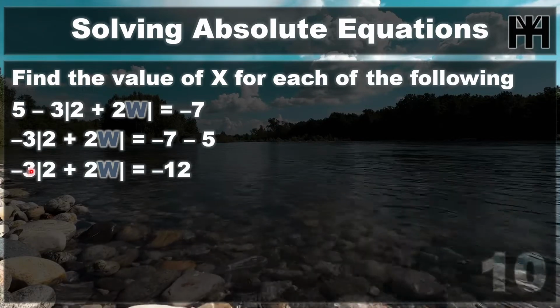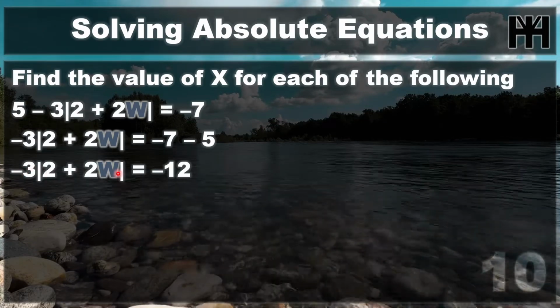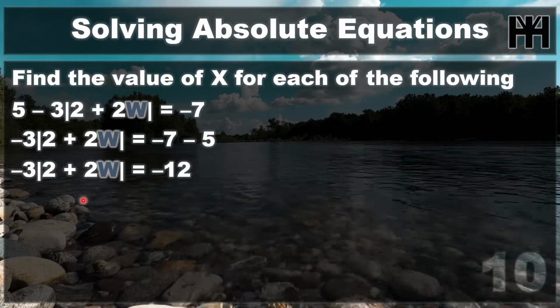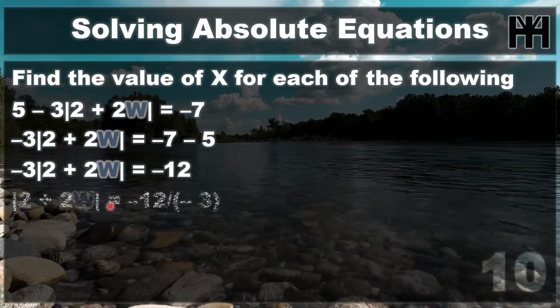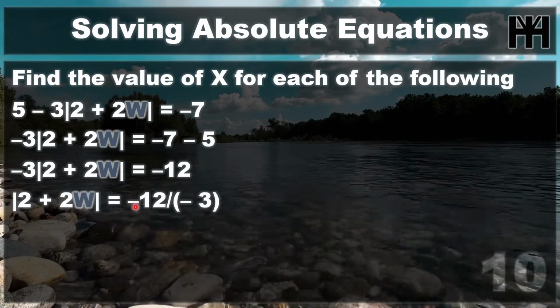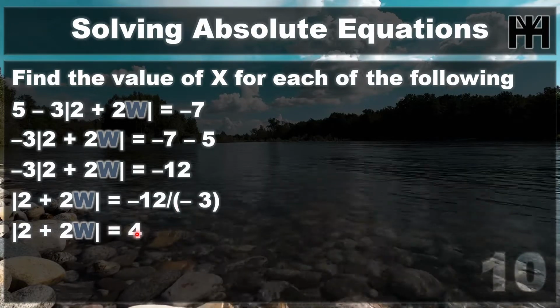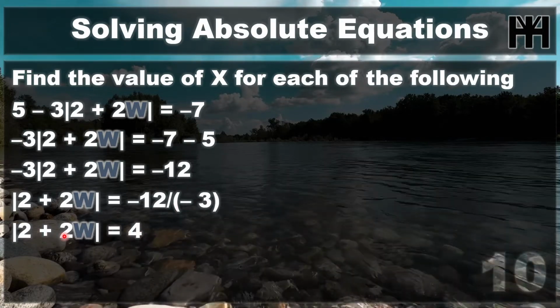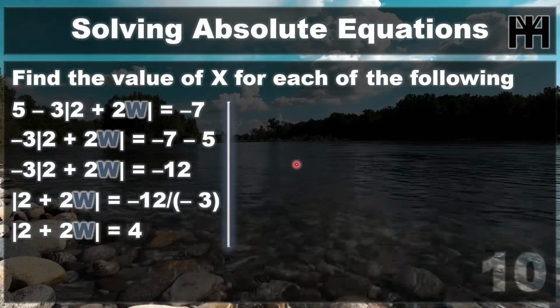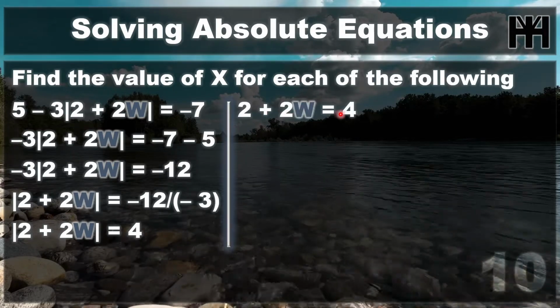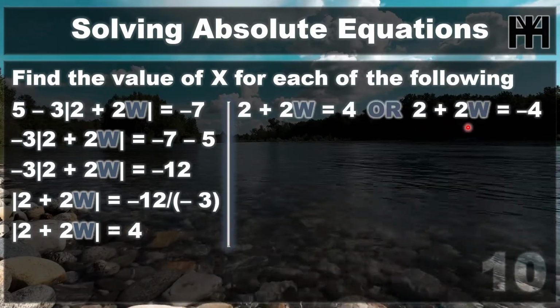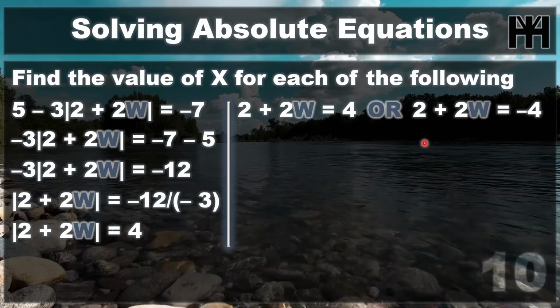Then send the other -3 here. It's multiplied by this expression here, so it will be sent to be divided by -3. So it's the absolute value of 2 plus 2w equal to -12 divided by -3. So -12 over -3 is 4. Then we'll have two choices, whether it is 2 plus 2w equal to 4 or 2 plus 2w equal to -4.